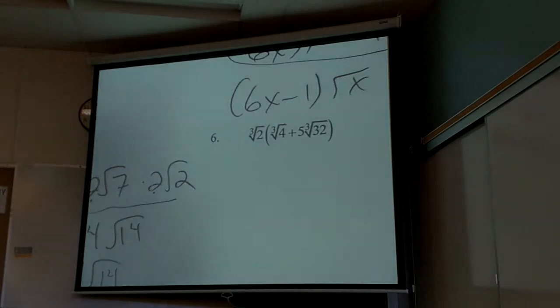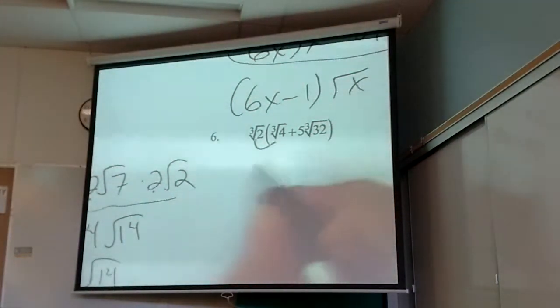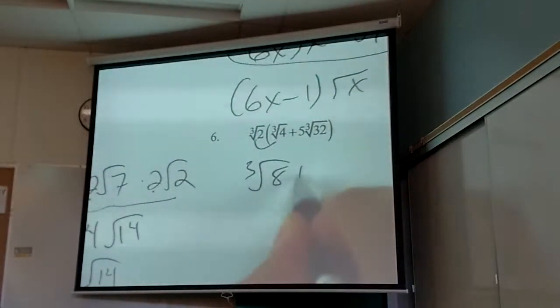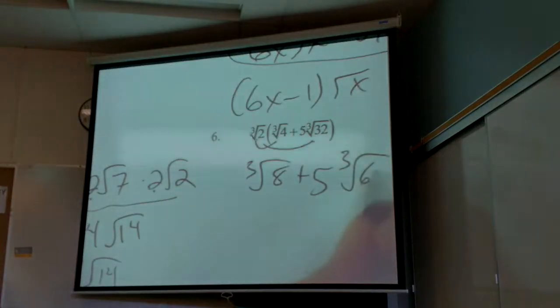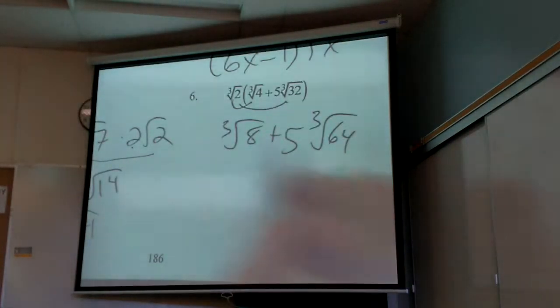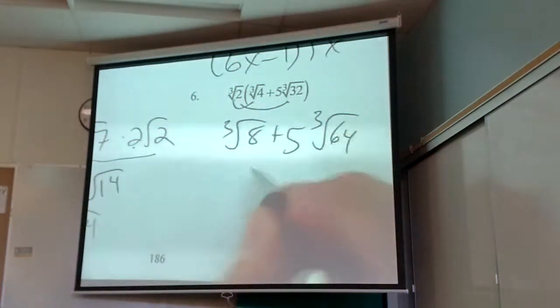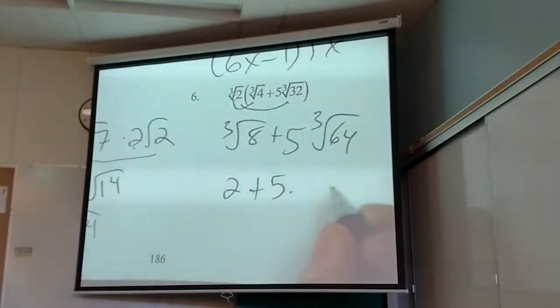Not too crazy, right? What do you get here? Cube root of 8. Plus, what do you get here? 5 cube root of 64. And now you know both of those. What's the cube root of 8? 2. Plus 5 times, what's the cube root of 64? 4.